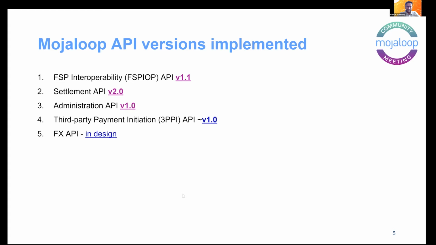The third-party payment initiation 3PPI API version 1.0, I kept an approximate symbol there because the implementation is there, and version 1.0 is being reviewed by the CCB in its final stages. Once it is approved by the CCB, it will be formally named version 1.0. The implementation is also there. We'll look at this in more detail. Luis will cover this, where it's now included as part of the Mojaloop main charts.